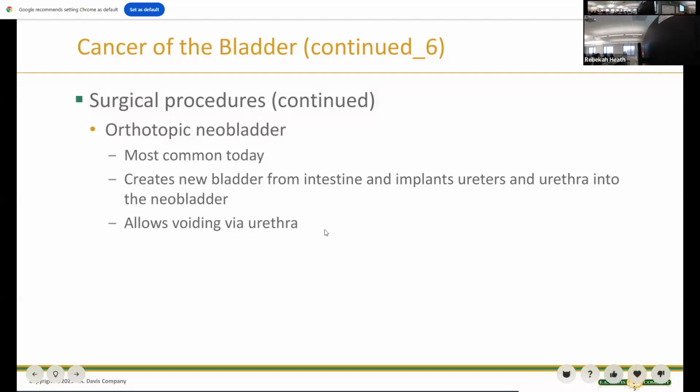And that allows them to void through the urethra like they normally would. So they get to control when they pee. That's why it's more common now. It's a little more complicated, I think, but it allows people to void like they normally would. It gives them more of a normal life. And so you're going to see this more than you would some of those other ones.